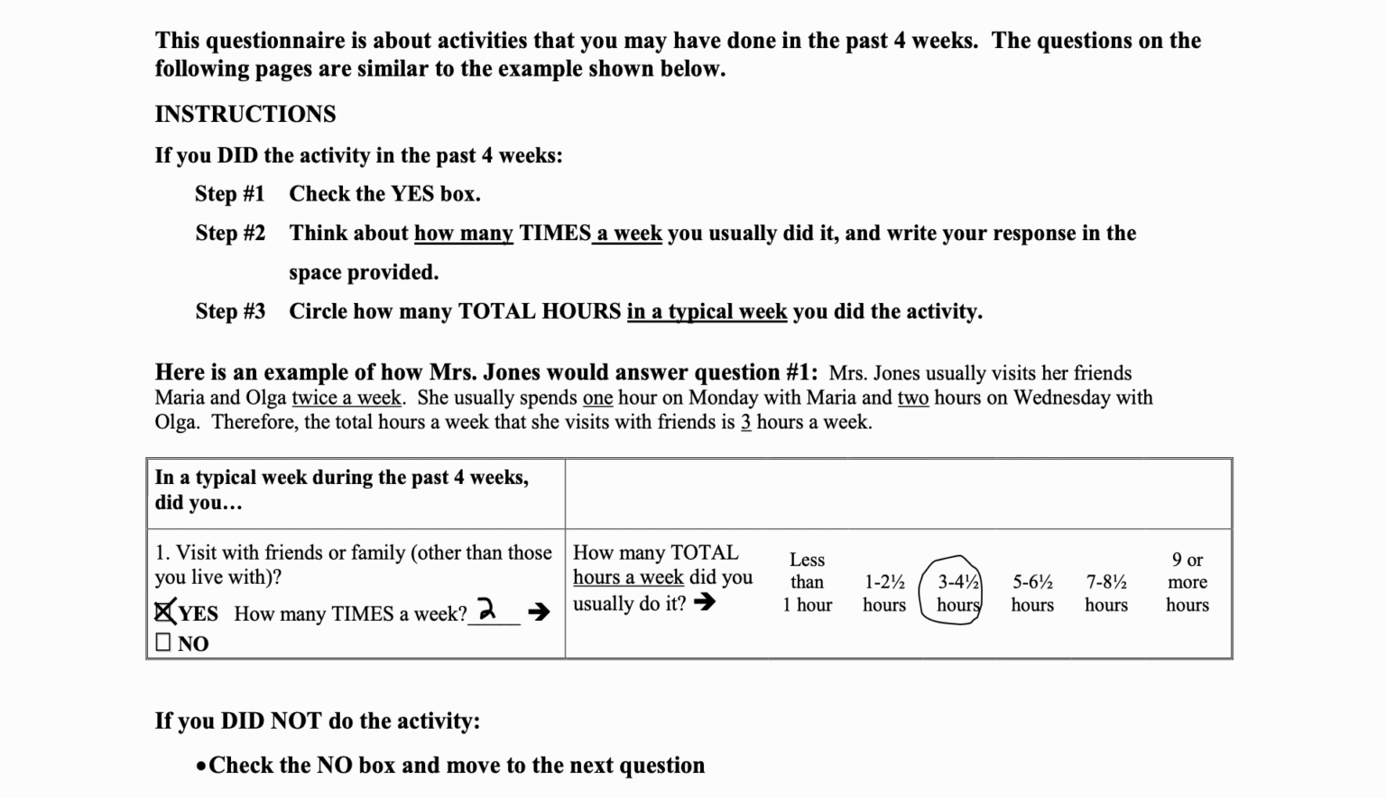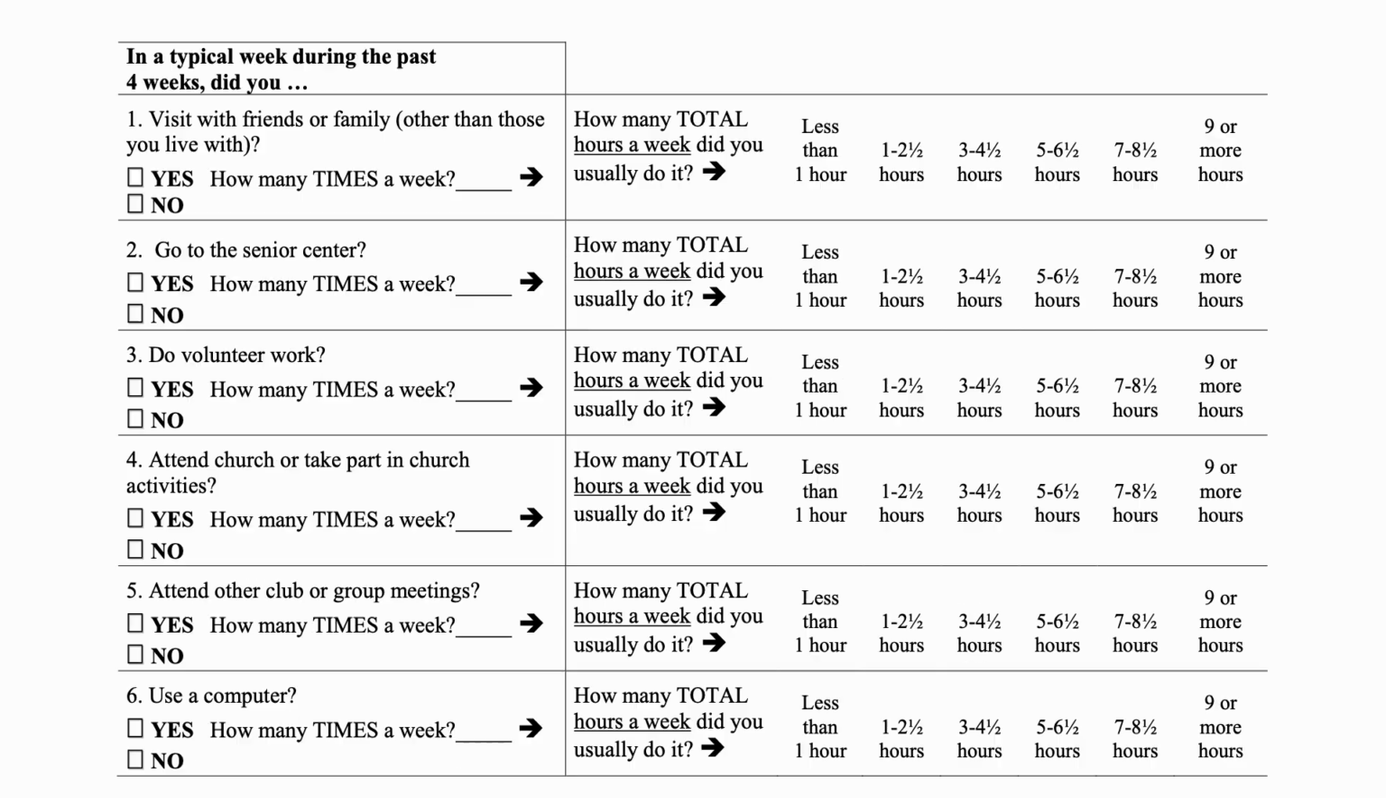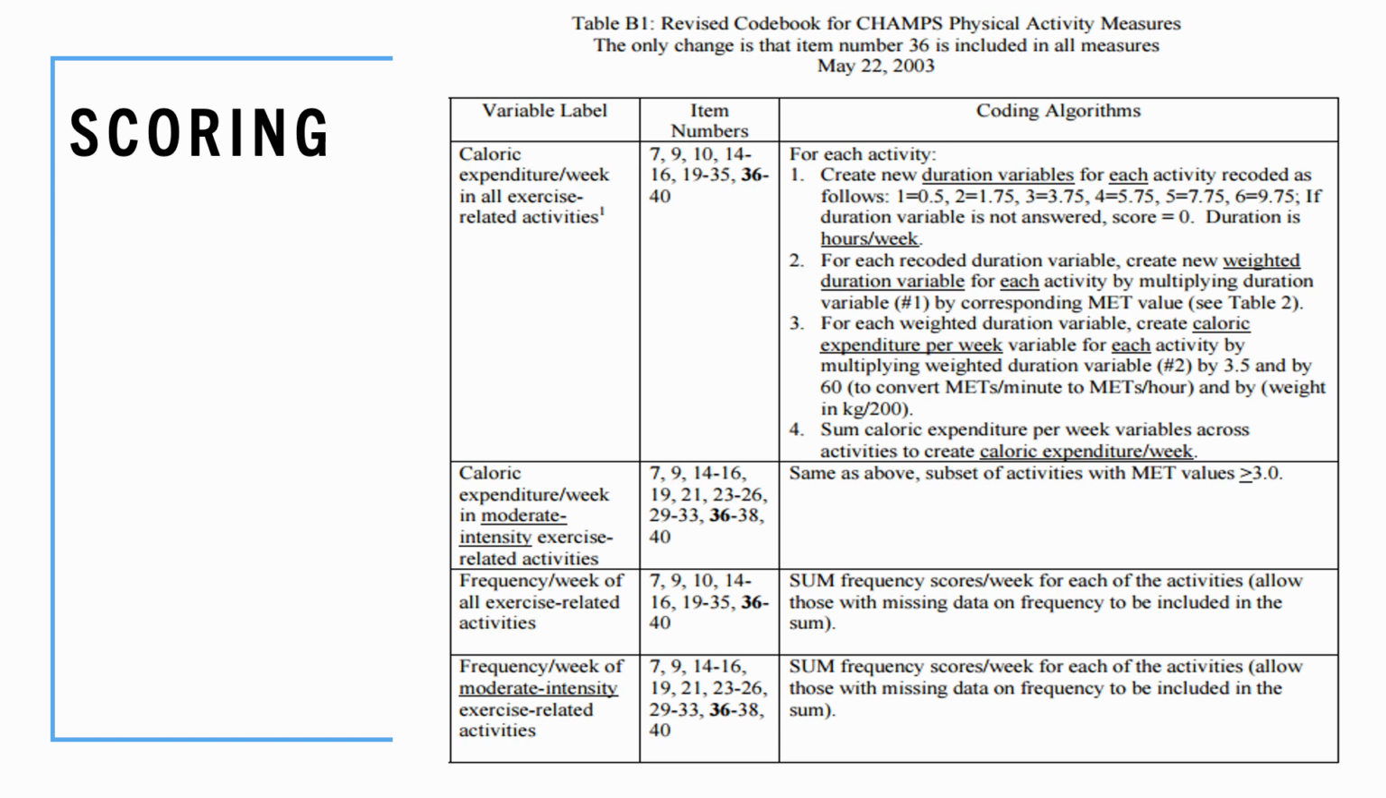This questionnaire is about activities that you've done in the past 4 weeks. This is an example of what that looks like. You can take a snapshot of that. And this is just a further example of that CHAMPS assessment, what it might look like. And then this also lists the scoring of the CHAMPS.